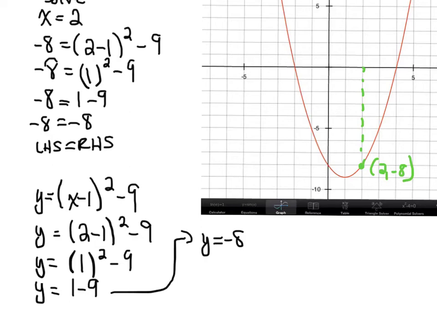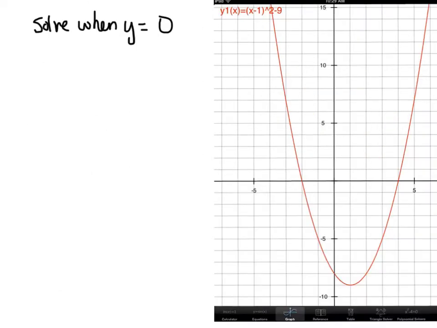We've now looked at solving when x is equal to a value. Now we'll look at solving when y is equal to a value. First, we're going to solve when y is equal to 0. We know that on a graph, that's really where the x-intercepts are, so that will be here, and that will be here.